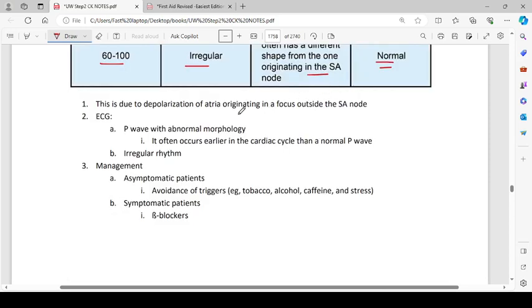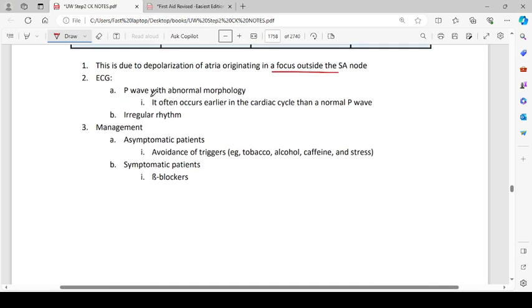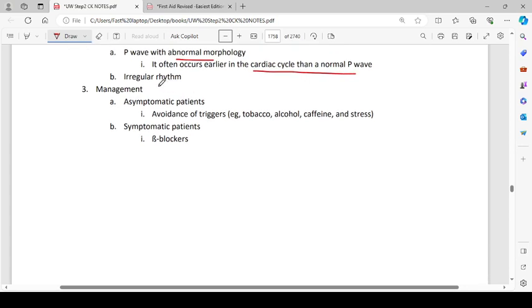This is due to the depolarization of atria originating in a focus outside the SA node. ECG will show P waves with abnormal morphology. It often occurs earlier in the cardiac cycle than a normal P wave, and it will have an irregular rhythm. Management for the asymptomatic patient: avoidance of triggers like tobacco, alcohol, caffeine, and stress.